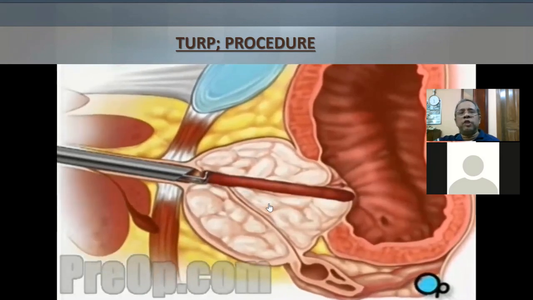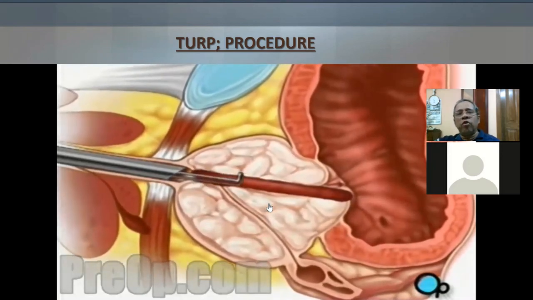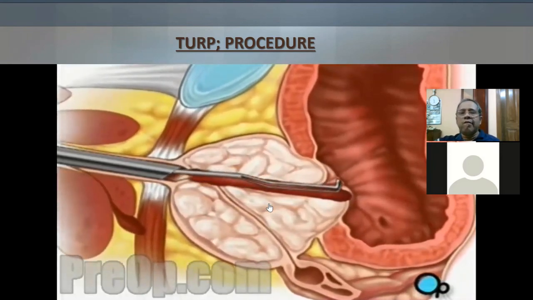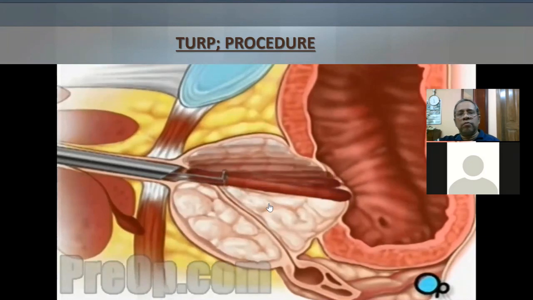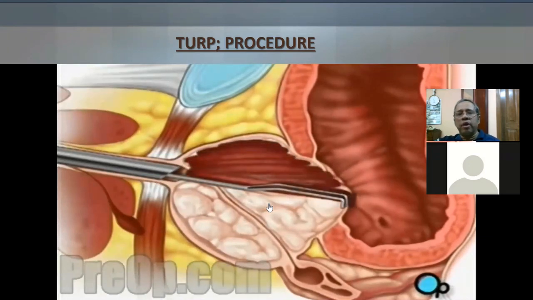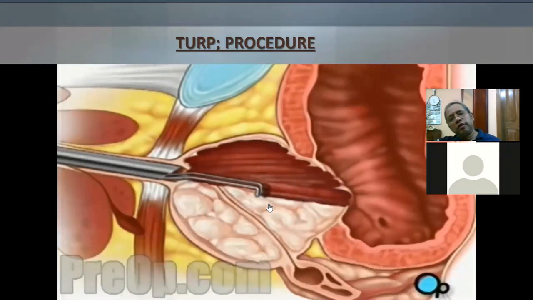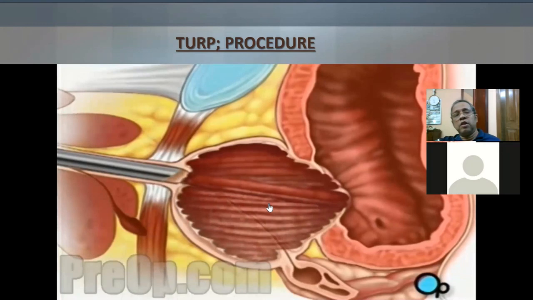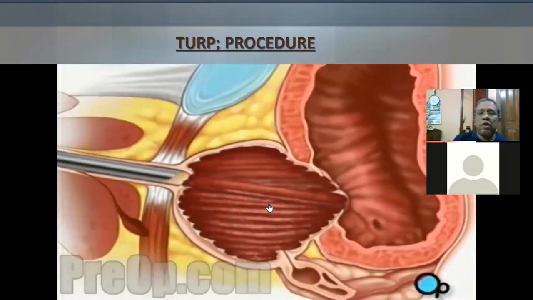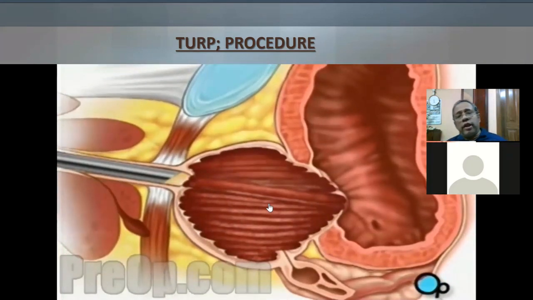Tissue removed from the prostate may be sent to a laboratory for analysis. When the surgery is complete, your doctor will remove the resectoscope. So the whole enlarged part of the tissue is removed.